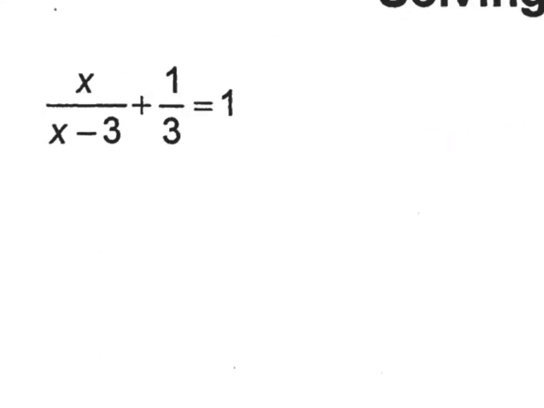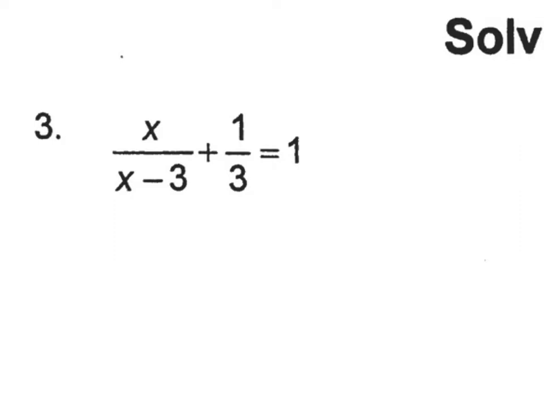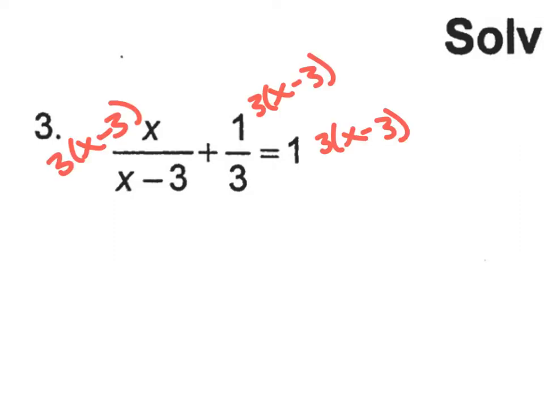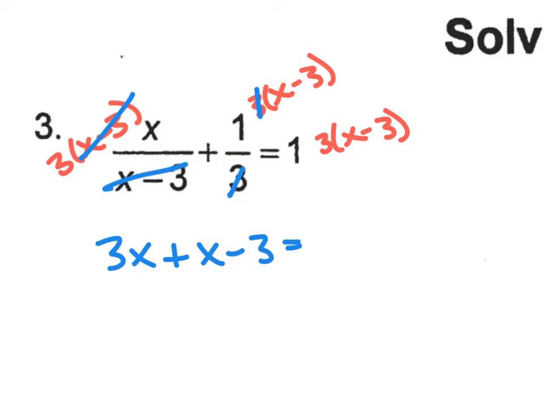So now take each one of these and multiply by the LCD. We've got each one of these set up to multiply by the LCD. Now let's do our canceling. X minus 3 cancels x minus 3. This 3 cancels this 3. And over here, nothing gets canceled because there was no denominator. So 3 times x is 3x. 1 times x minus 3 is just x minus 3. And 3 times x minus 3 is 3x minus 9.